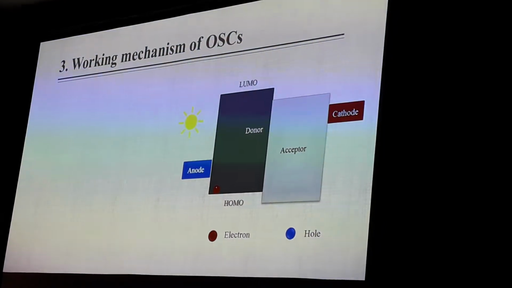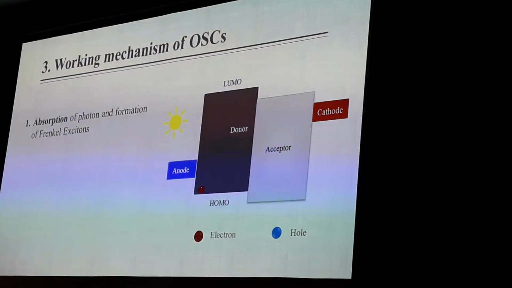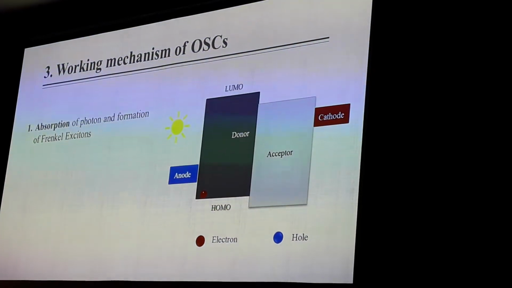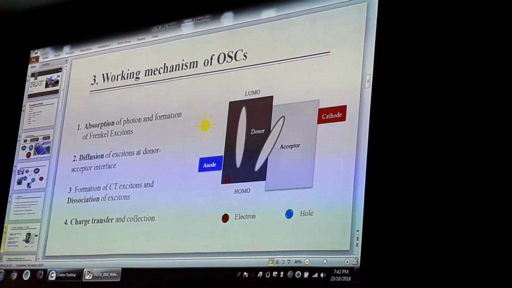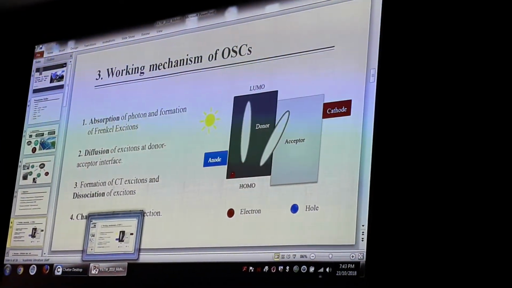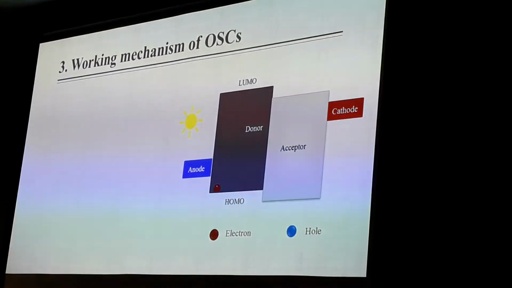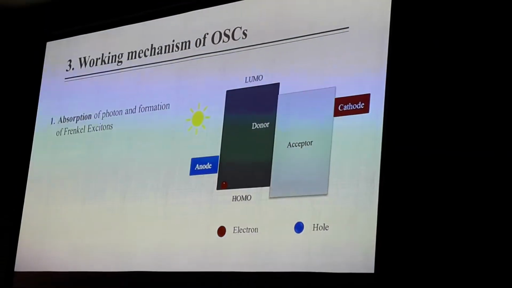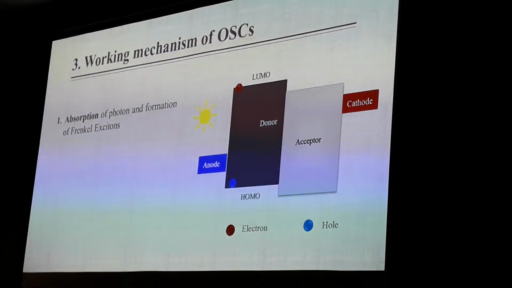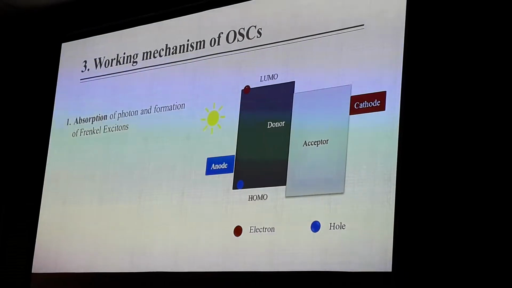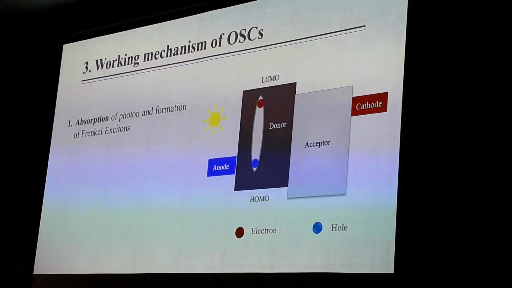So, working mechanism of organic solar cell. There are mainly four processes in this. The first one is photon absorption. When sunlight absorbs in a donor material, it excites electron from HOMO to LUMO. Now, because of the strong Coulombic attraction between hole and electron, this hole and electron are attracted and form exciton.